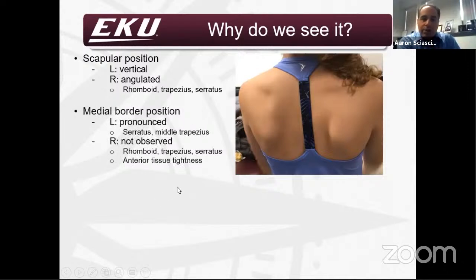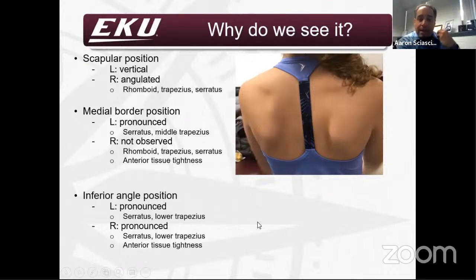Very similar in regards to the medial border position. On the left side with this patient, it's very pronounced, suggesting that the serratus anterior and maybe even the middle trapezius are not doing their job. We don't even see a medial border on the right because it's so angulated. That could be a possible muscle dysfunction problem in the back, but it could also be some anterior tightness of muscles pulling everything forward, not allowing the medial border to be seen.